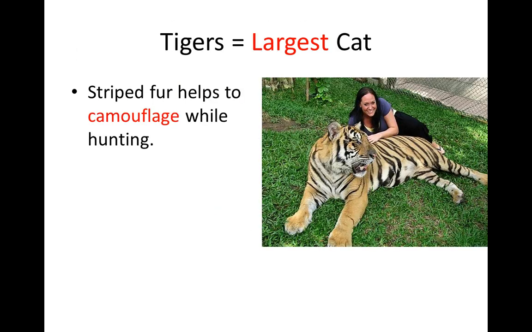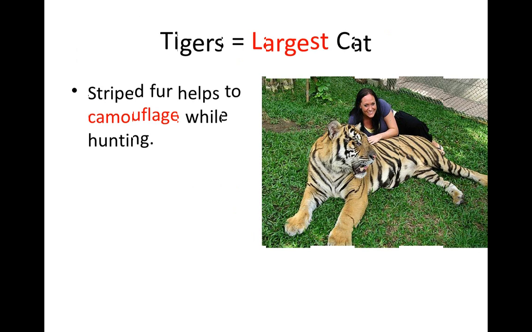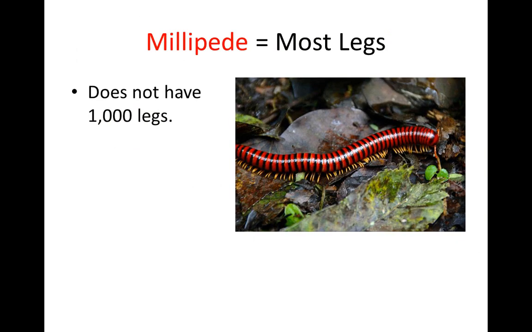Tigers are the largest cats. Striped fur helps to camouflage while hunting. Millipede equals the most legs, but it does not have 1,000.